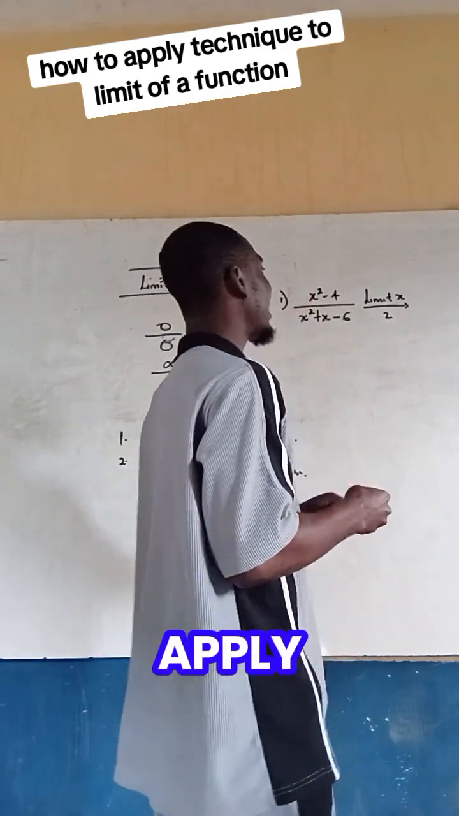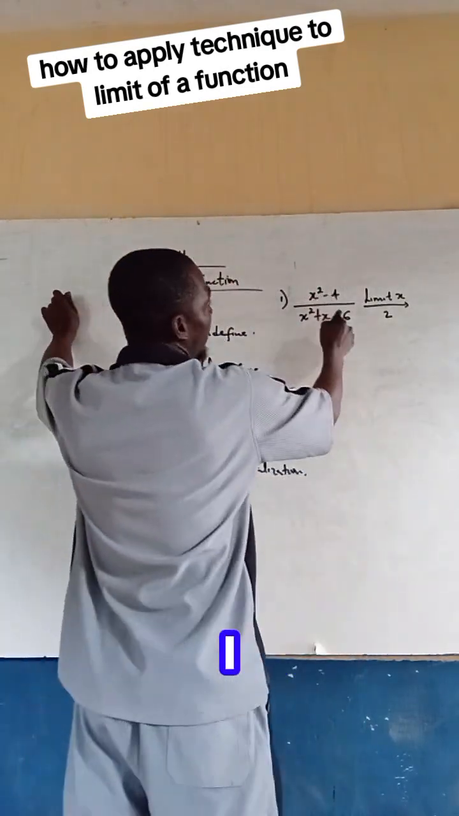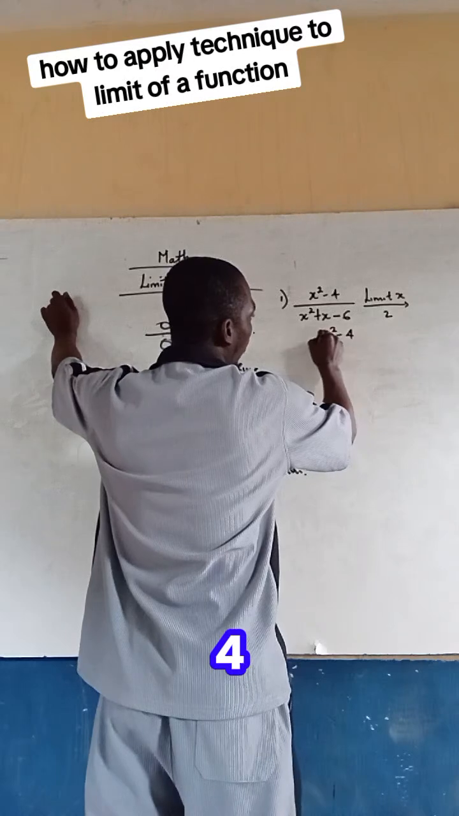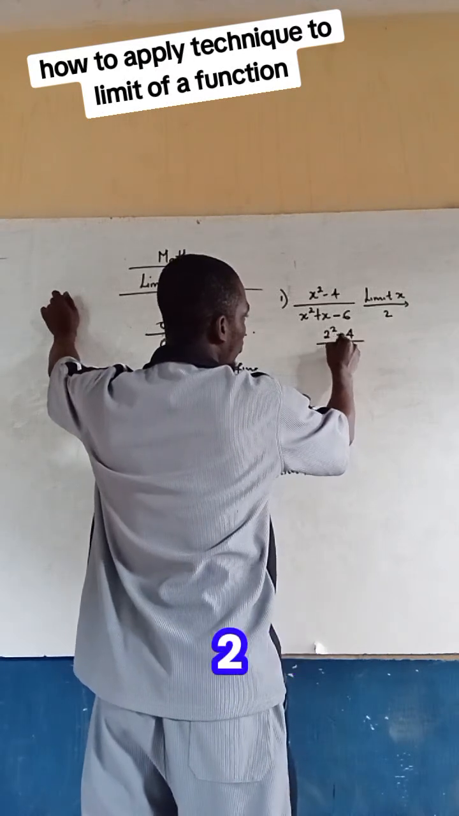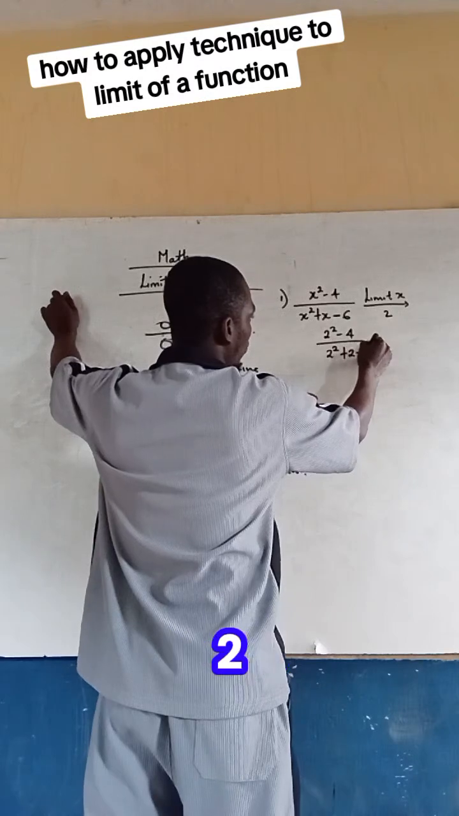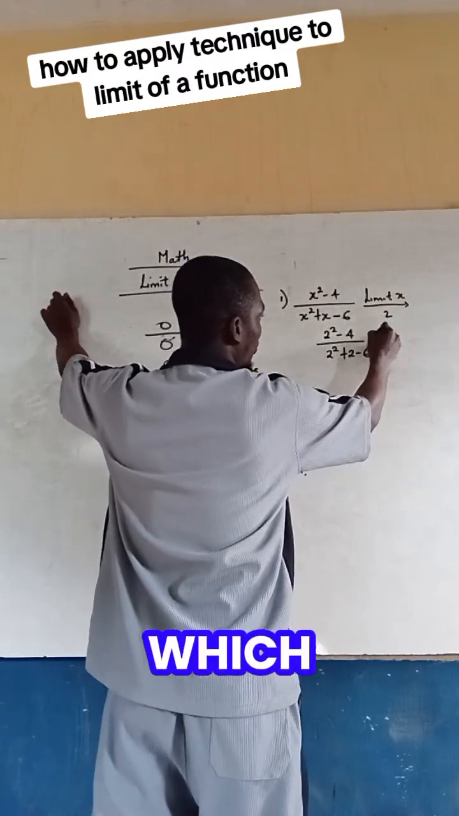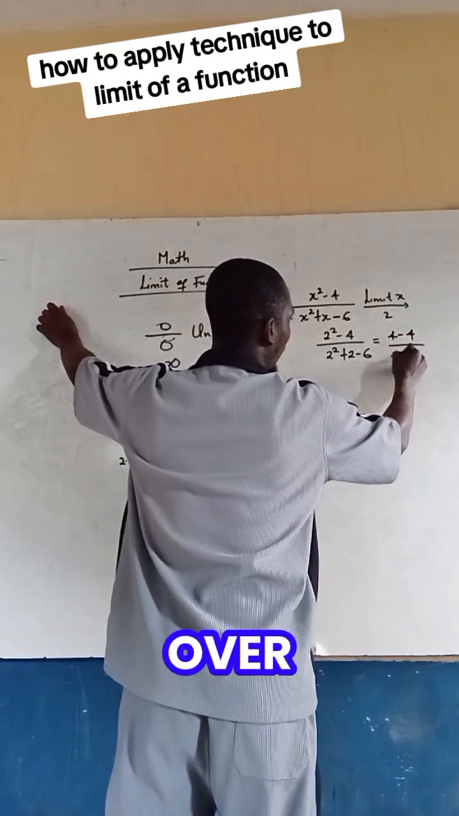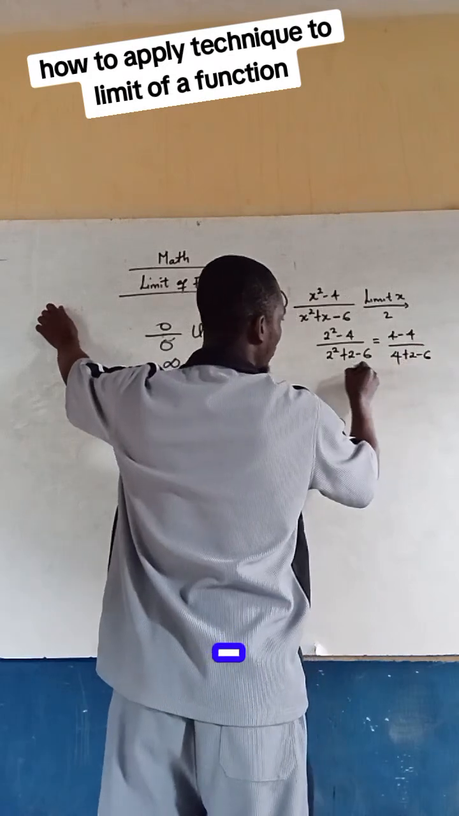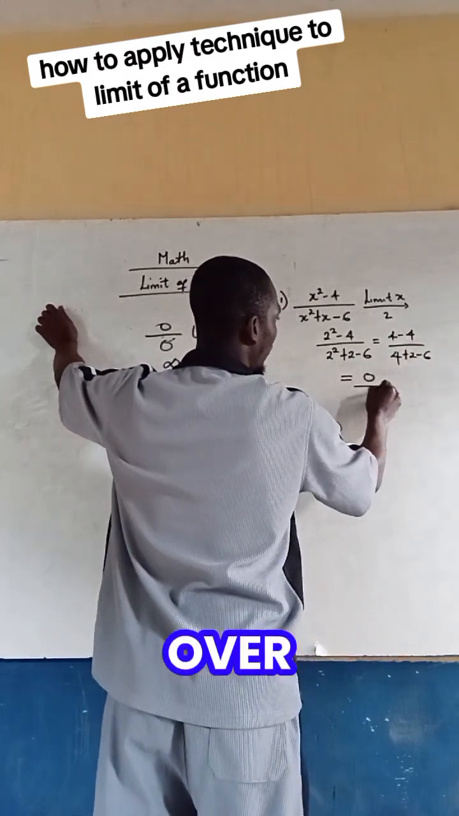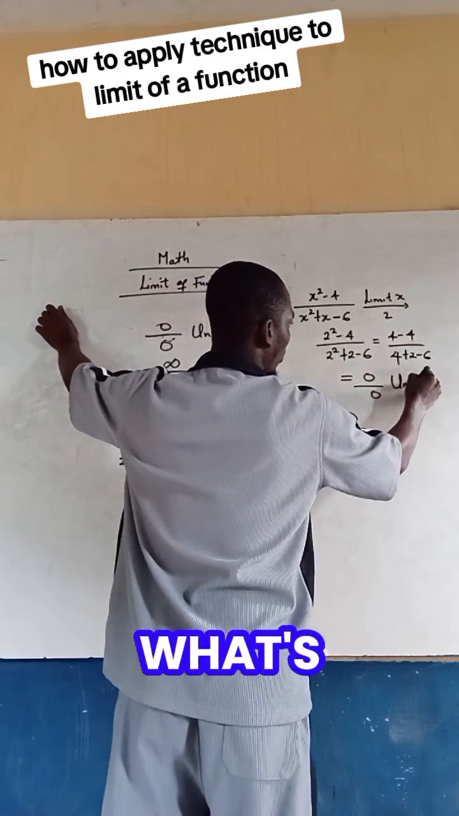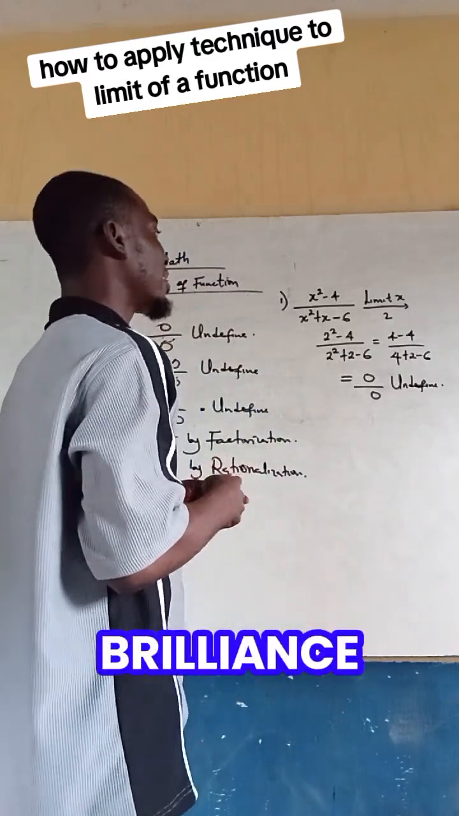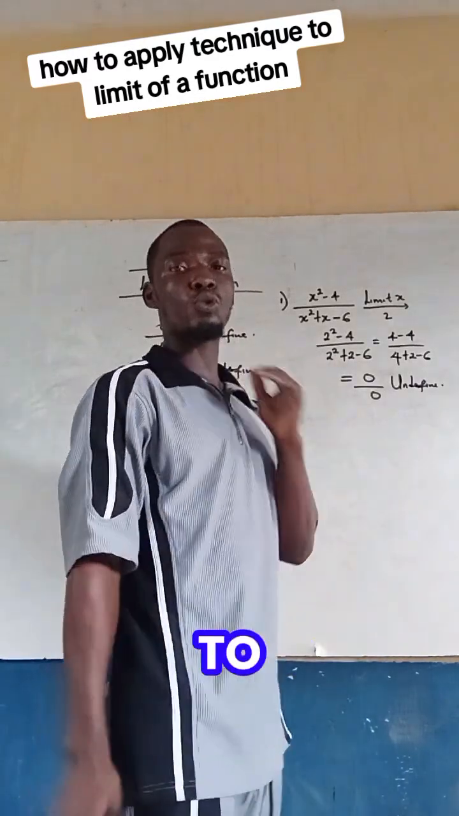Now let me apply the direct method first. If I apply the direct method on this, I'm going to have 2 squared minus 4 all over 2 squared plus 2 minus 6, which will give me 4 minus 4 all over 4 plus 2 minus 6. Wow, 0 over 0. That is undefined.